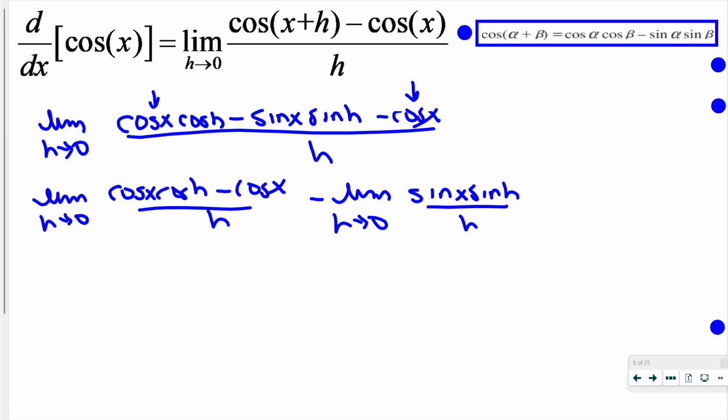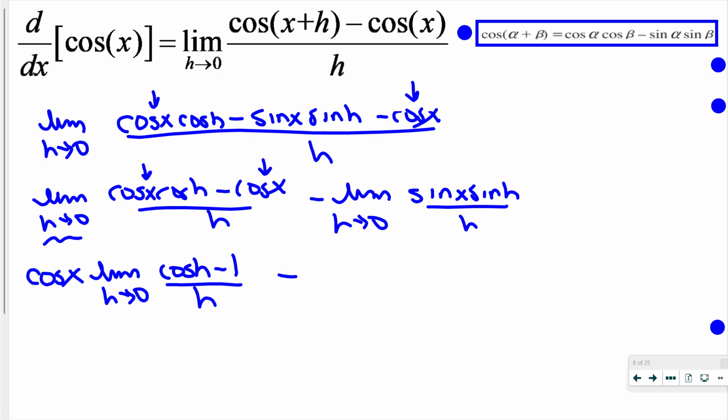Now I notice this is the limit as h approaches 0, and I have a cos x. x is not tied to h, so it's considered a constant value. So I'm going to factor that out, cos of x, and that'll be times the limit as h approaches 0 of cos h minus 1 all over h. Minus. Now over here, again, same kind of line of reasoning. Sine x is not tied to h as h approaches 0, so it is a constant value. We'll take that out: limit as h approaches 0 of sine h over h.